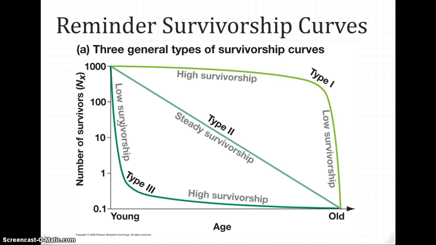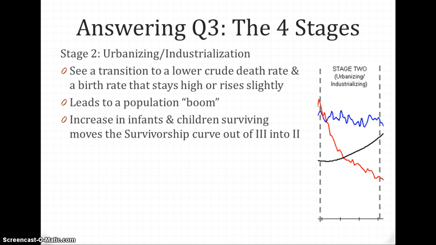So, remember, these are the different types of curves that I'm going to be referring to as we continue. So, stage 2 is urbanizing or industrialization.